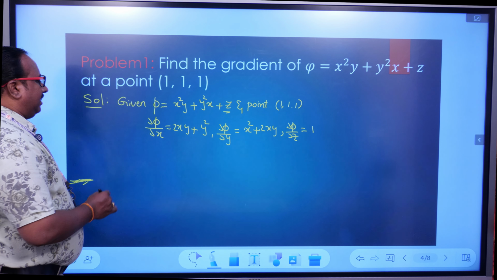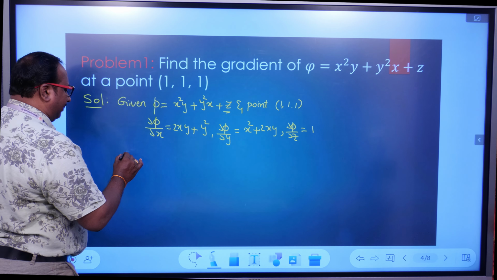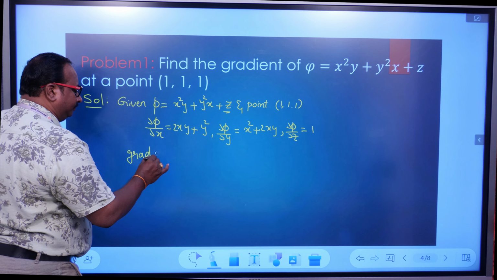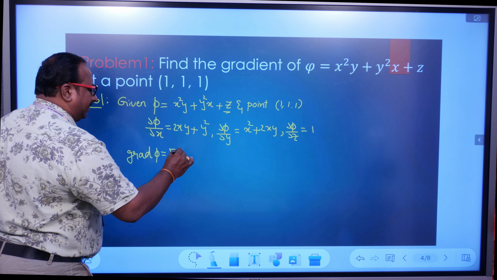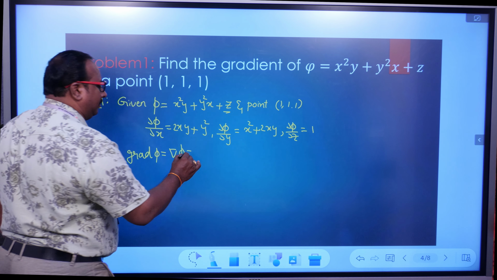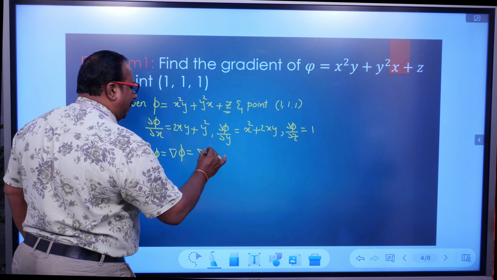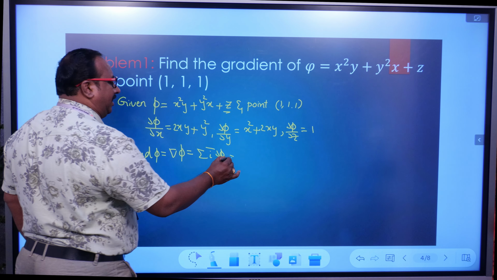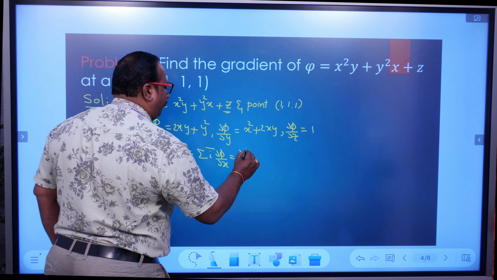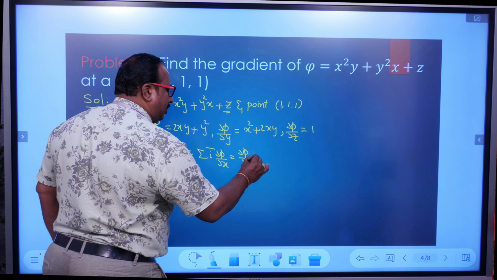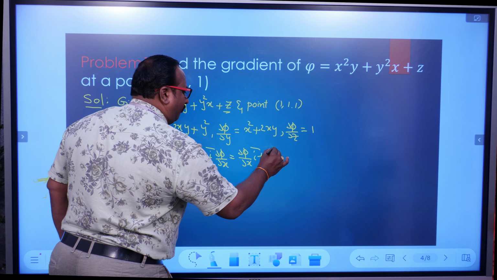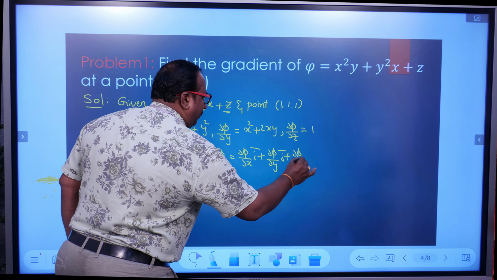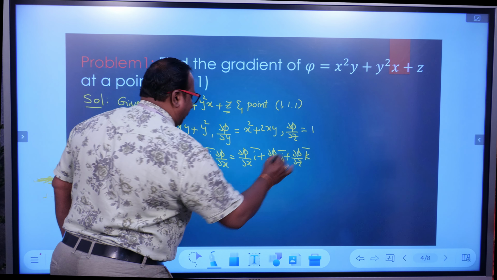Okay. Now, write the formula for del phi, grad phi. So, grad phi, that is del phi, formula sigma i bar dou phi by dou x. When we expand the summation, we get dou phi by dou x into i bar plus dou phi by dou y into j bar plus dou phi by dou z into k bar.